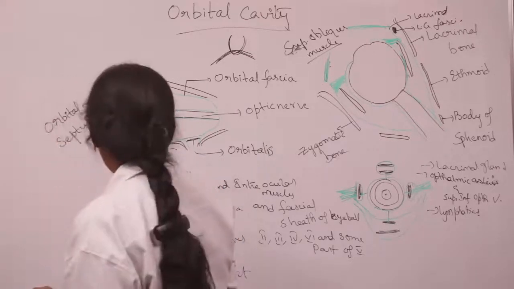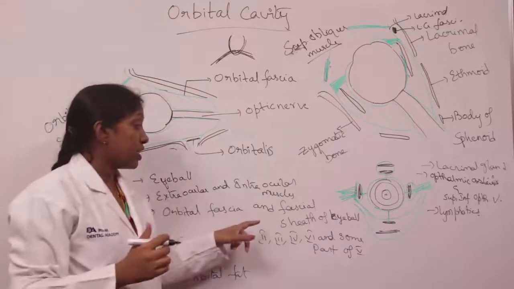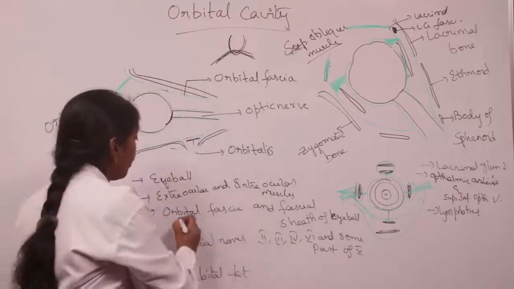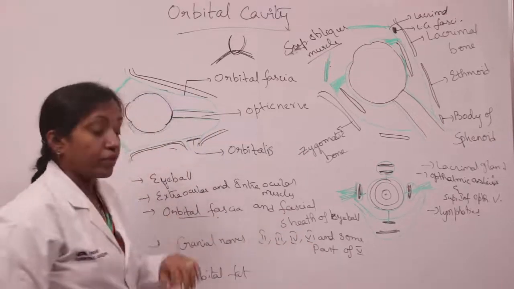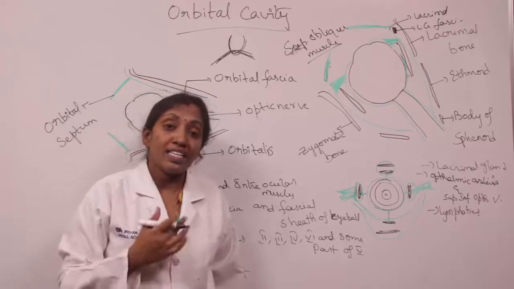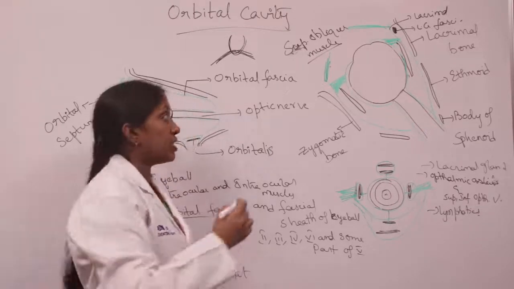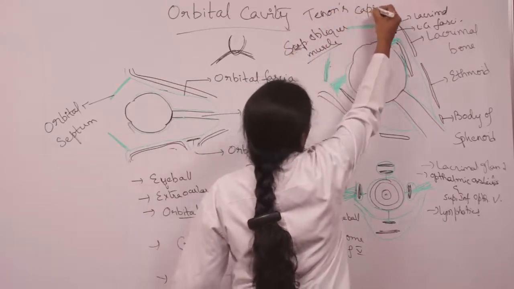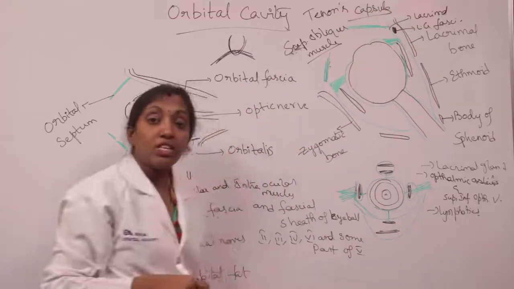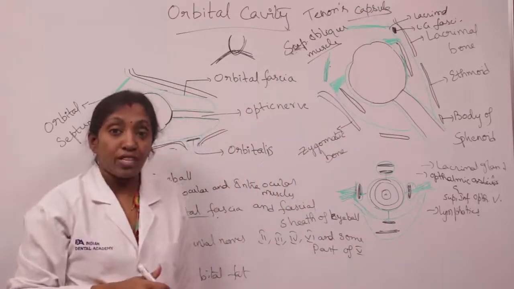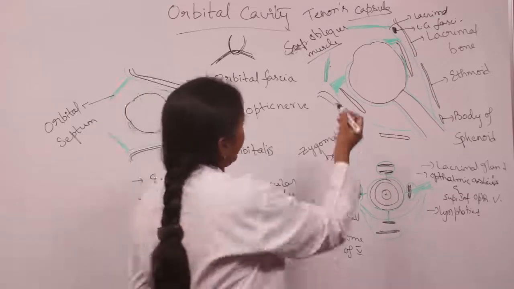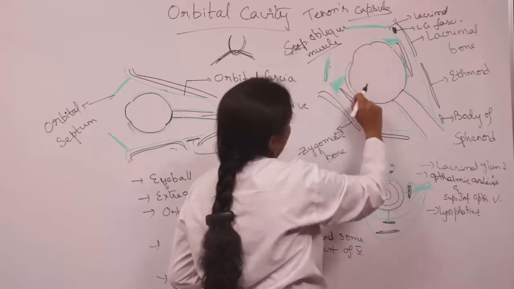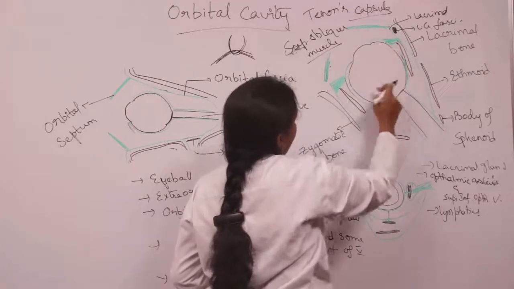Okay, coming to the next one, that is the fascial sheath of the eyeball. So the orbital fascia is over, and coming to the fascial sheath of the eyeball, it is a loose covering over the eyeball. We call it Tenon's capsule. The fascial sheath of the eyeball, otherwise called Tenon's capsule, surrounds the eyeball as well as the optic nerve. This is the fascial sheath of the eyeball.